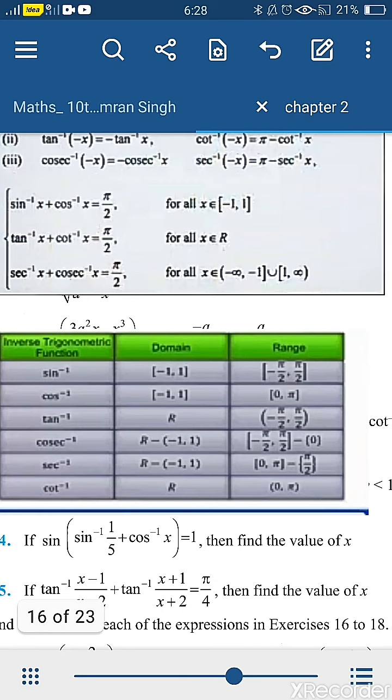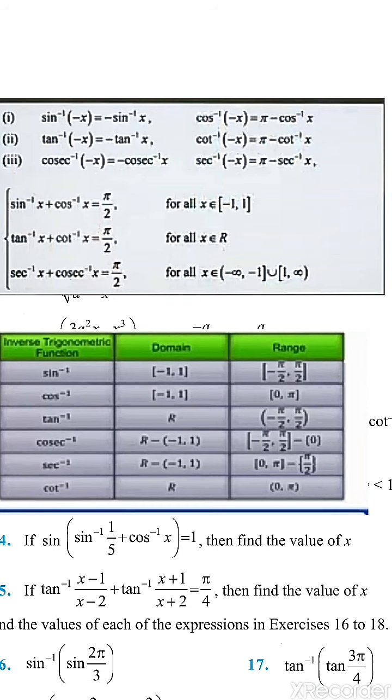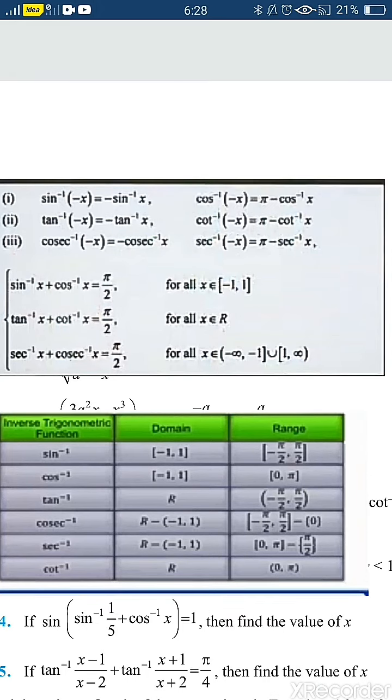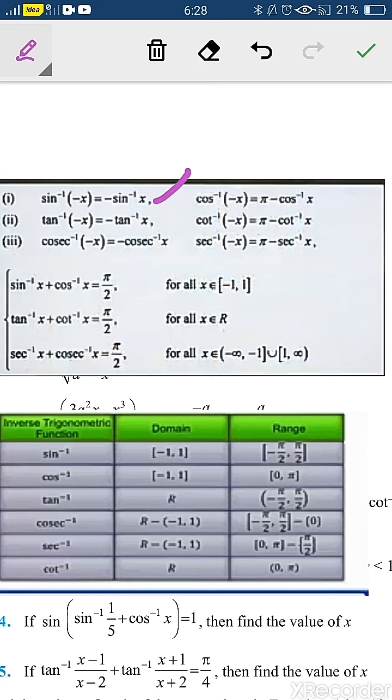Before starting with these new questions, I just want you to go through the formulas again. Let us revise these formulas which we have done. Sine inverse of minus x is equal to minus sine inverse x. Tan inverse of minus x is minus tan inverse x. Cosecant inverse of minus x is equal to minus cosecant inverse x.